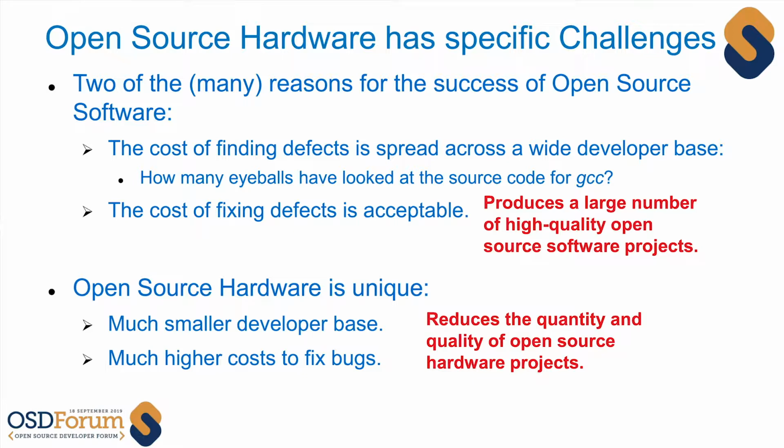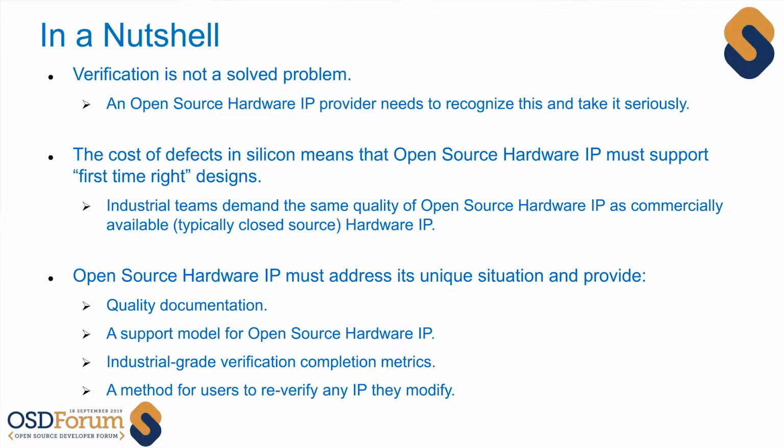And one of the reasons we don't see a bunch of high quality open source hardware IP is because there's just fewer people doing it, and it costs a lot of money to fix the bugs when people do the work. Okay, so just a little in a nutshell about verification, and then we'll swing back to open source IP.